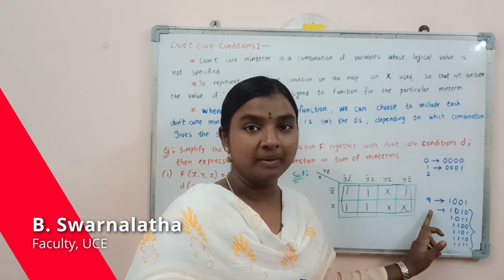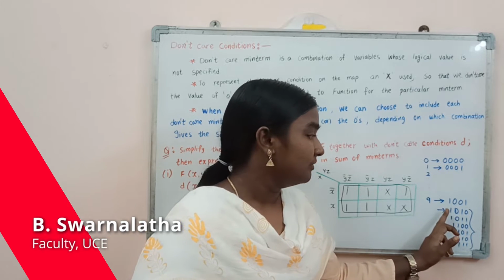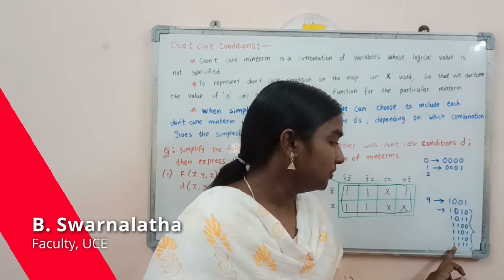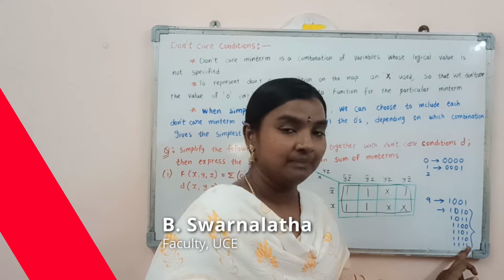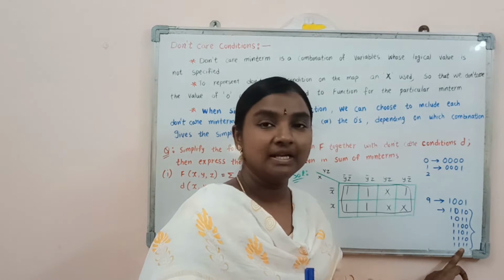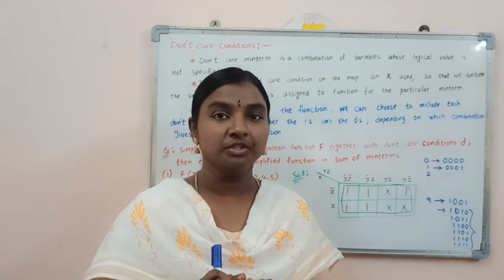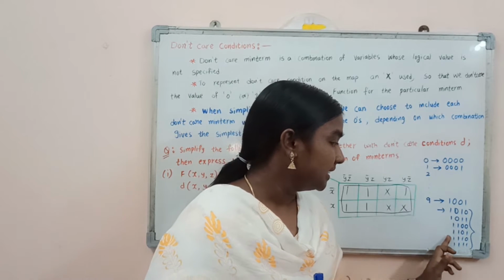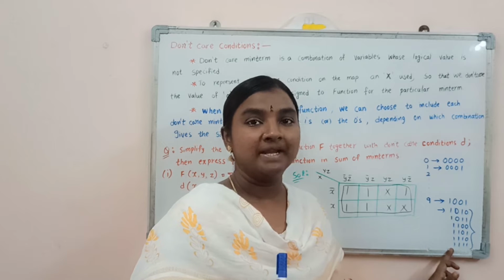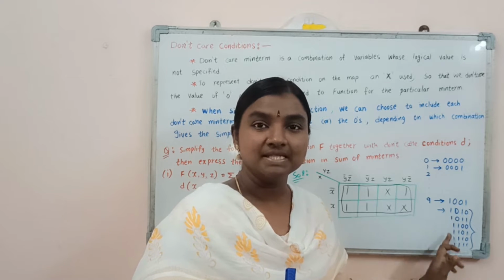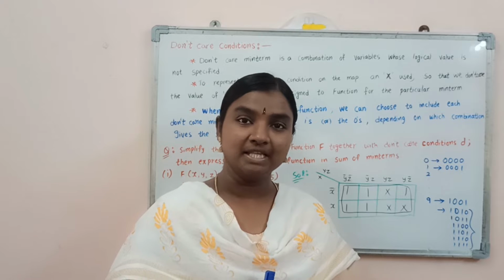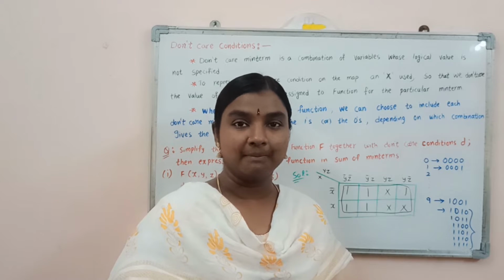Coming to this 4-bit binary code, from 1010 to 1111, these 6 binary representations are unspecified. This means we are not going to use these 6 types of 4-bit binary codes. These are the don't care conditions in the representation of decimal numbers.